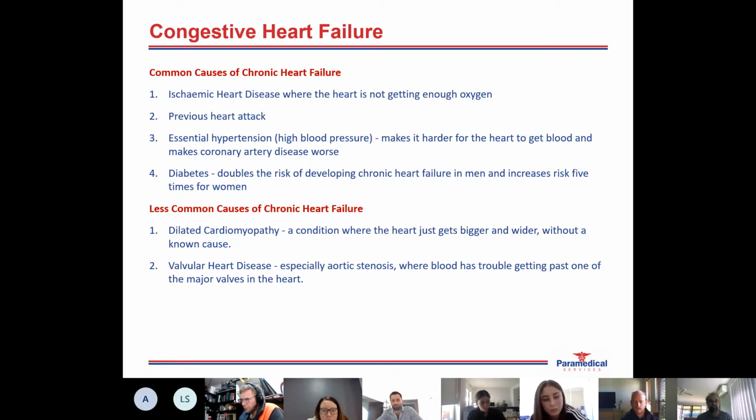Diabetes doubles the risk of developing chronic heart failure in men and increases risk 5 times for women. Less common causes could be dilated cardiomyopathy, a condition where the heart just gets bigger and wider without a known cause, and valvular heart disease, like aortic stenosis, where blood has trouble getting past one of the major valves in the heart. So it might be that the valve doesn't open properly, it's creaked shut a little bit, or it's just not functioning as it should.